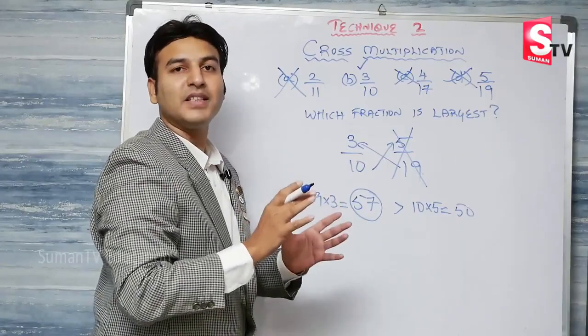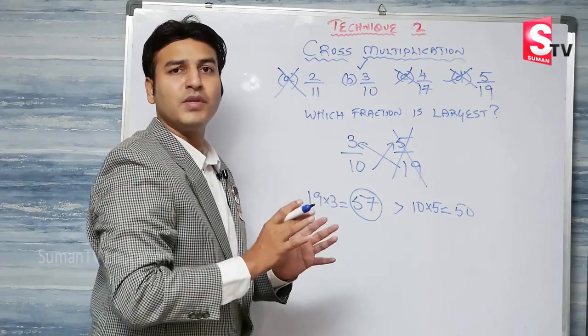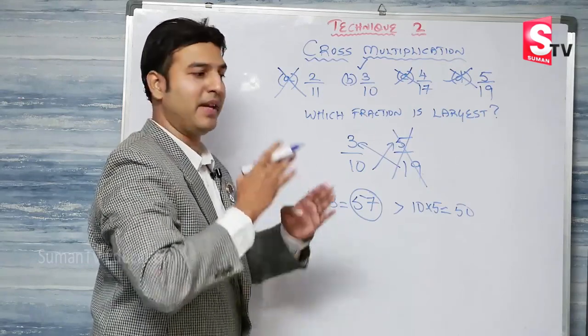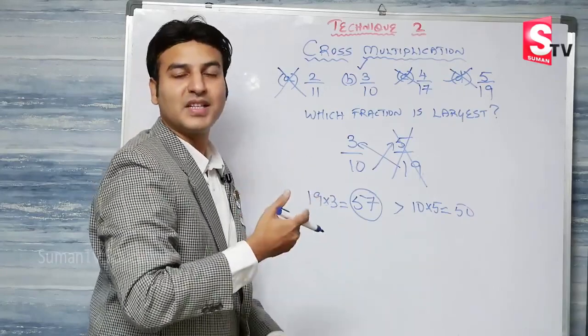So any complex fraction, the numbers that they give on the day of an exam, just by using the simple method called cross multiplication, wherein you just cross multiply, you get the answer at the fastest possible time.